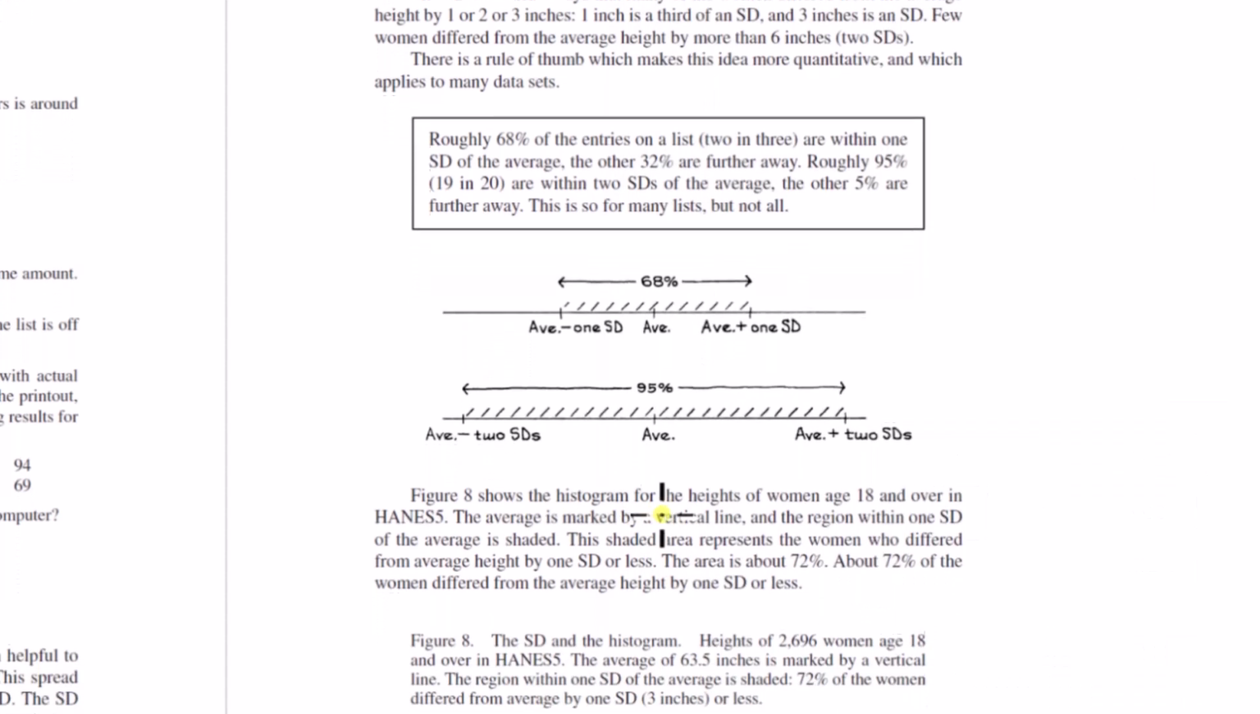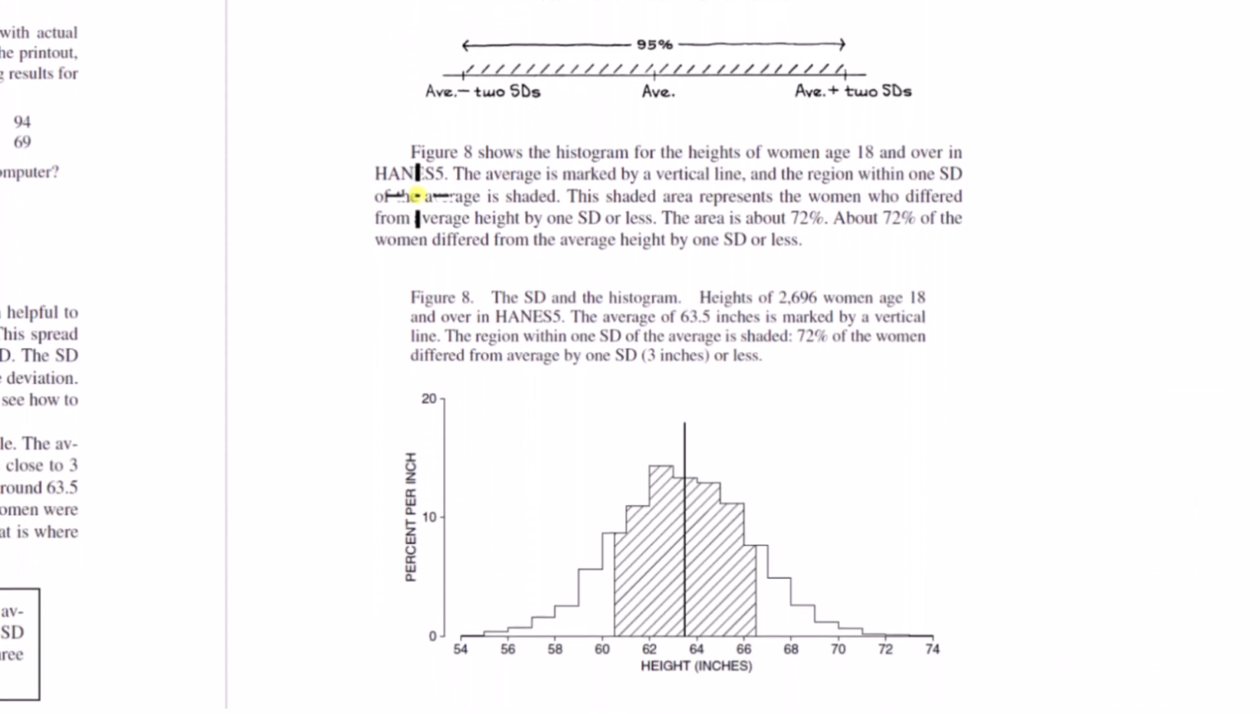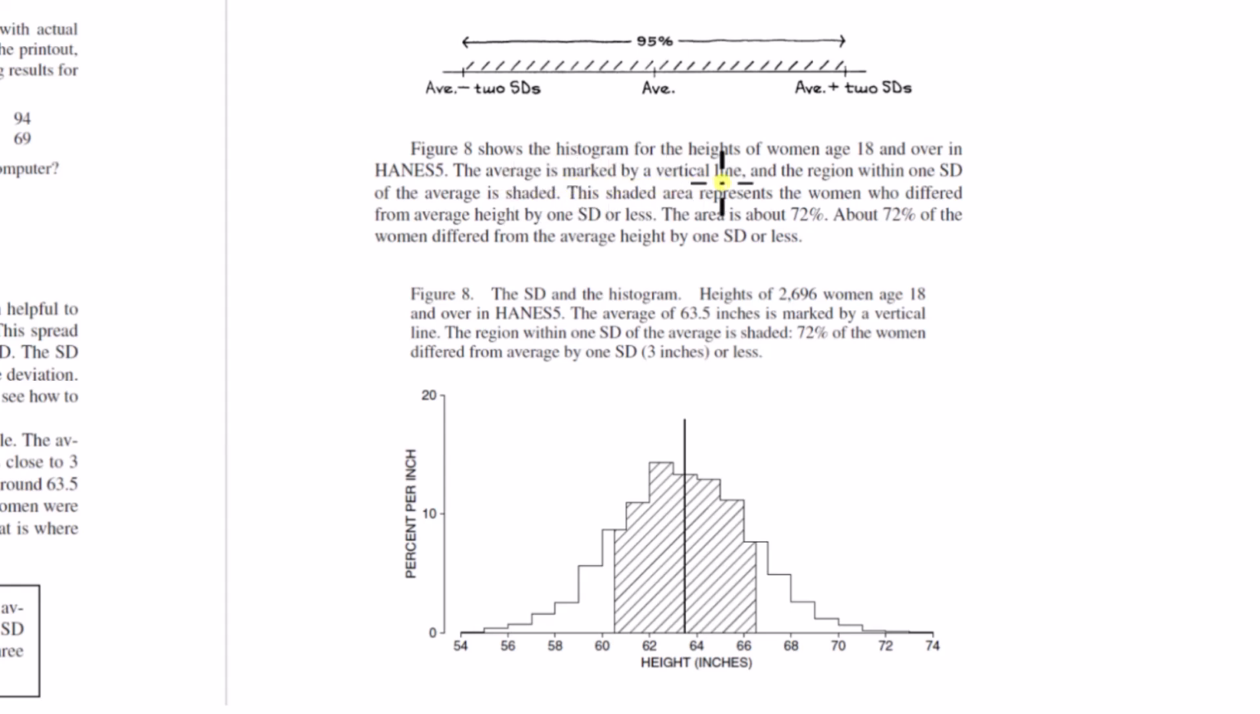Figure 8 shows the histogram for the heights of women age 18 and over in that HANES 5 study. The average is marked by a vertical line, and the region within 1 standard deviation of the average is shaded. The shaded area represents the women who differed from the average height by 1 standard deviation or less. The area is about 72%. So it's close to 68%, right? This isn't that perfect normal distribution that we're going to talk about, but you can see the normal distribution is a good estimate. 72% of the data points differed from the average value in the study by 1 standard deviation.